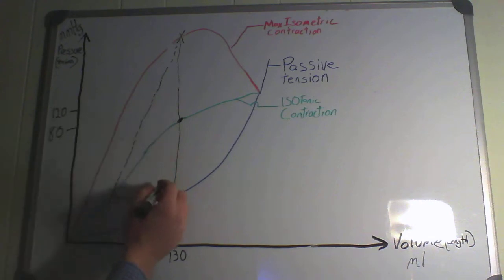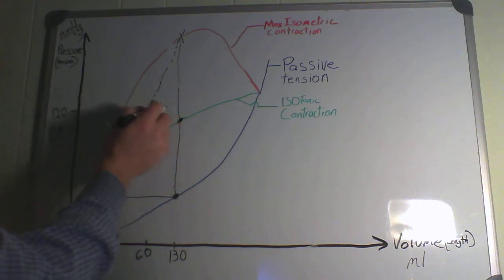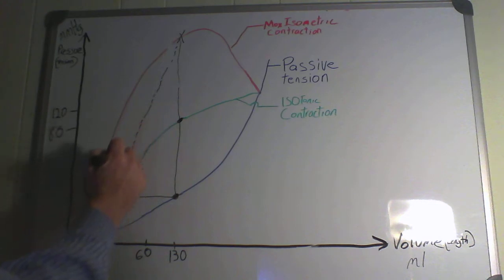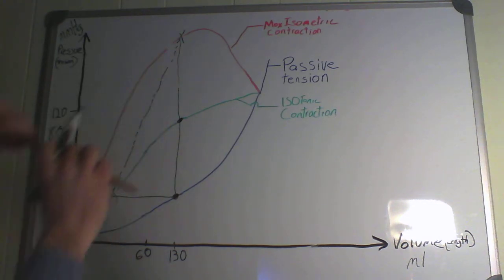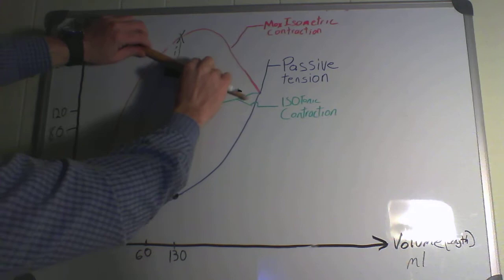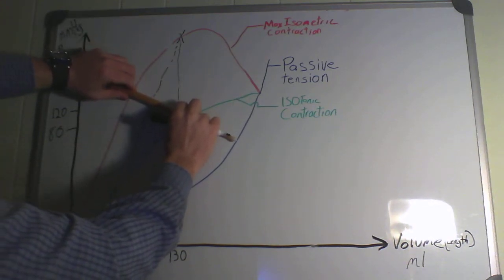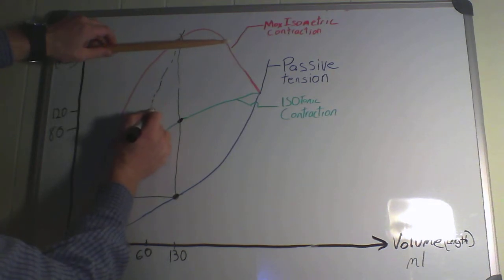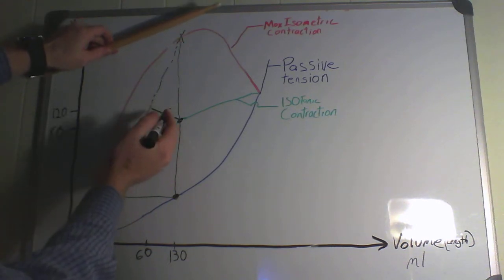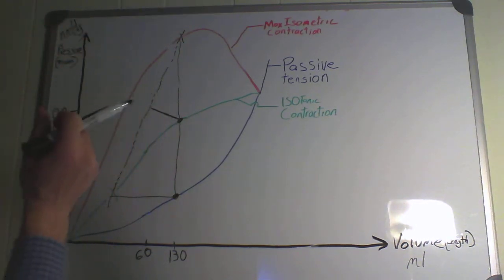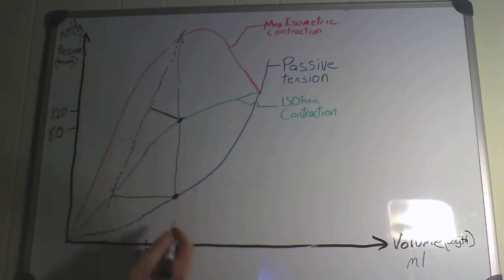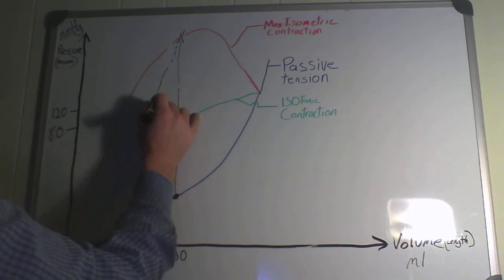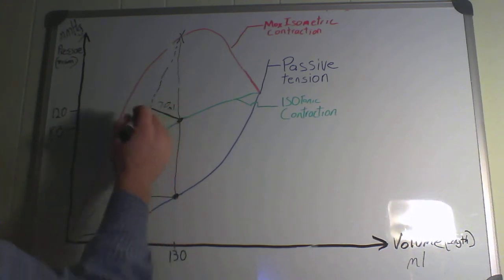So that's awesome. And then to plot the isotonic line, basically from this line here, you would come off perpendicularly until it meets the isotonic contraction line. And then you would make that point, that join. And this here is the amount of blood that the heart ejects, this total here. And as you can see, 130 minus 60, that's 70 milliliters that the heart will eject.